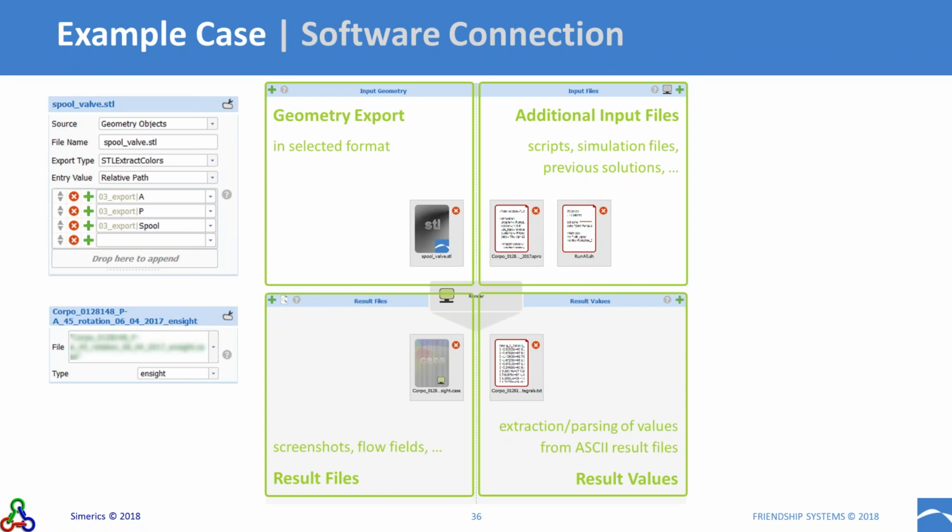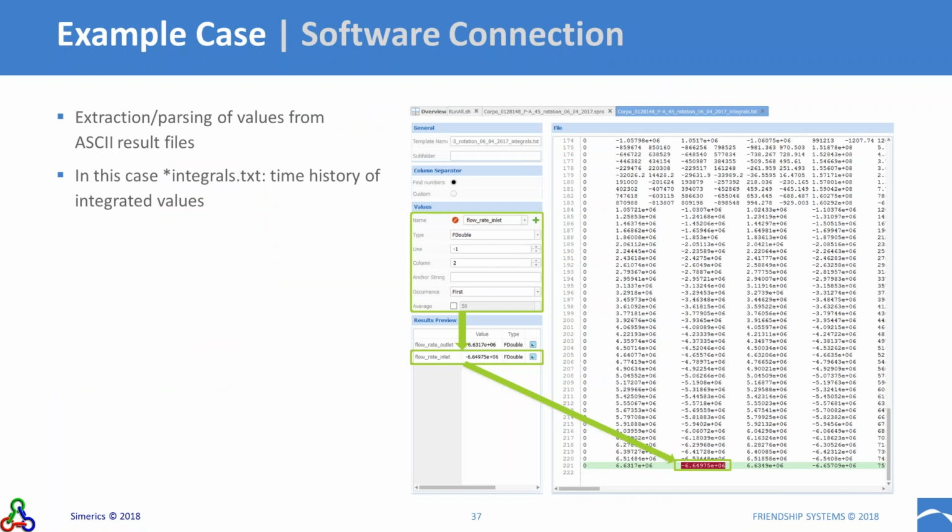And in the last quadrant, we have specifically also some result files that we're loading, but here we're specifying certain values that we're reading from these result files, which can be seen here in this next picture. So this is, for example, the integrals text file, which is basically time history of integral or integrated values that comes out of Simerics-MP. And here we can specify which value we want to read from that file for our optimization process as an objective, for example, for the optimization.